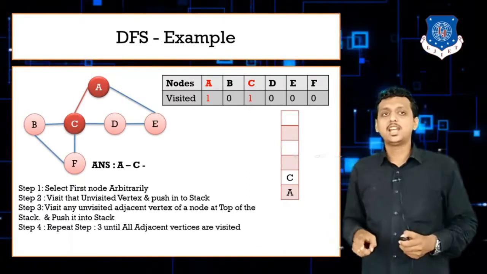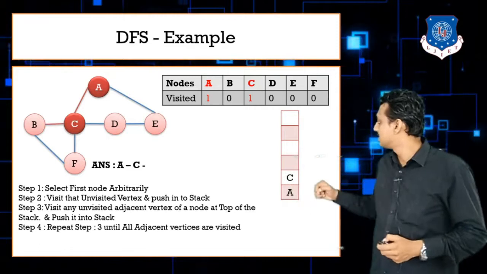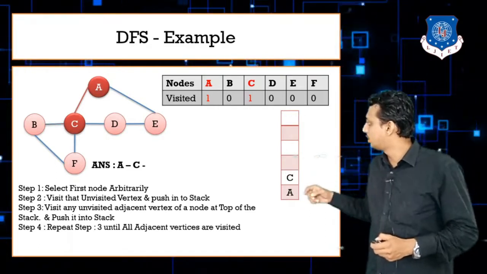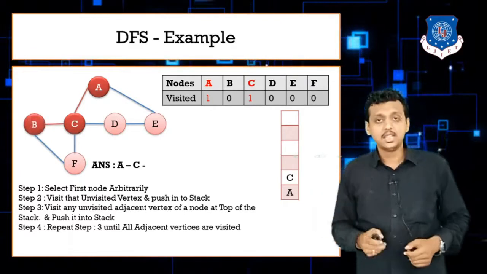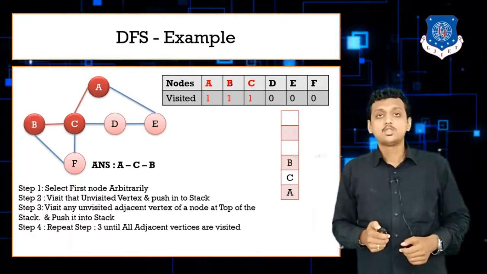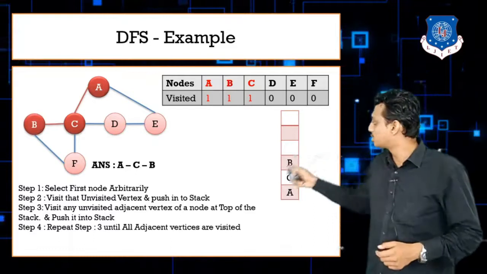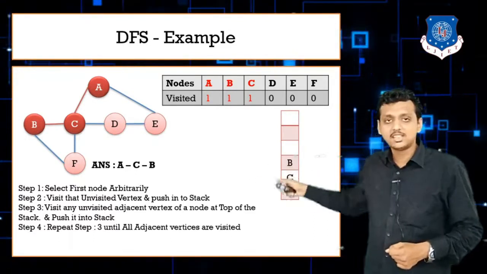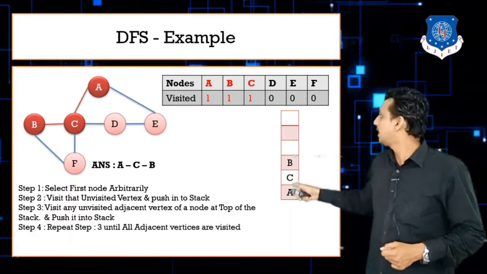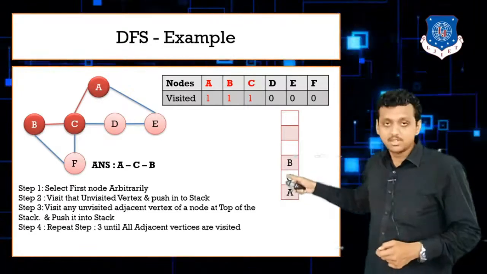So I am highlighting the line to B. See over there, reach B, then visit B. I am also writing the answer over there. Check out my answer line: first I visit A, then C, then B. So right now I visit B.